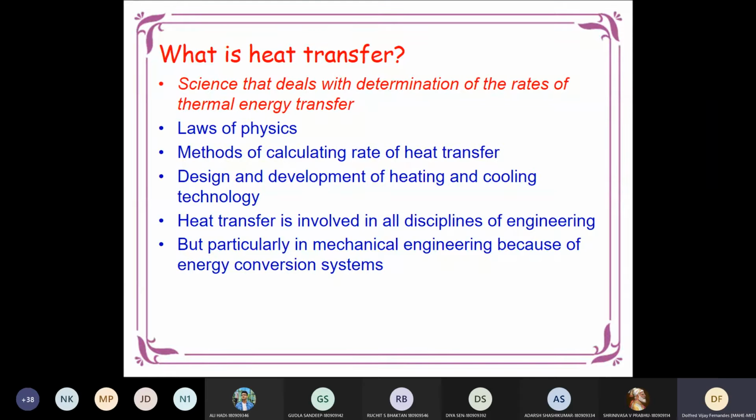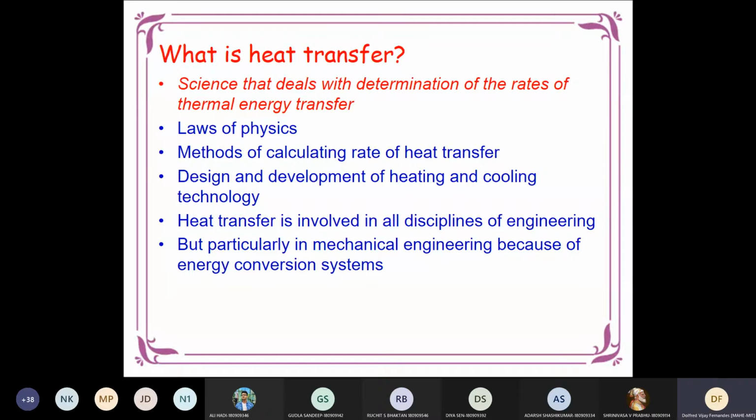So simply, now from engineering we are going back to science. So why do we consider a science in engineering? That is again a question to be answered. We study this heat transfer science because it has so many technological applications. So fundamentally, heat transfer is a science that deals with determination of rates of thermal energy transfer.